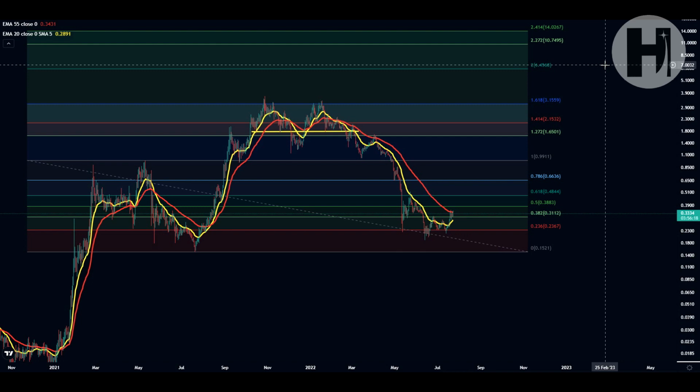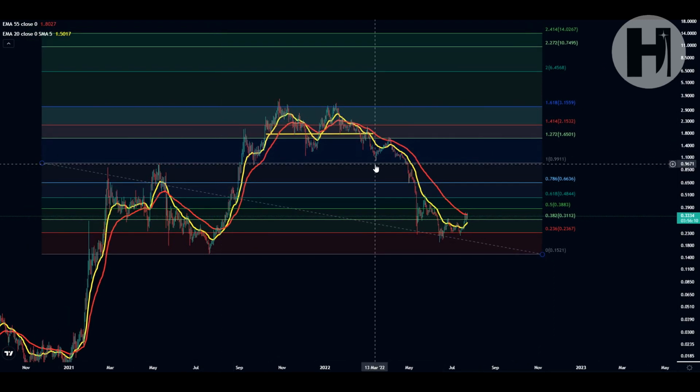And we haven't taken a look at this project for quite a while, so I'm going to start from scratch. We're going to slap on the Fibonacci retracement that you see on the charts. I'm going to tell you where I think the key resistance areas are and where the key support areas are.